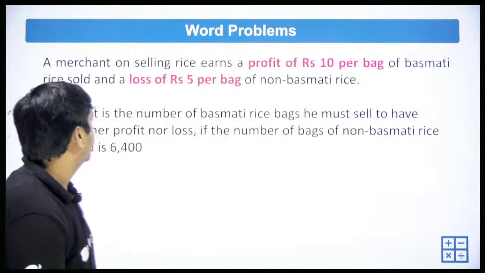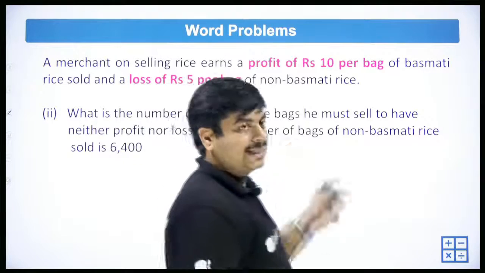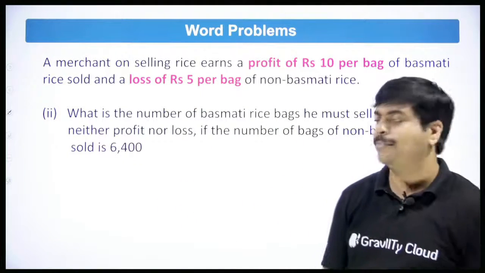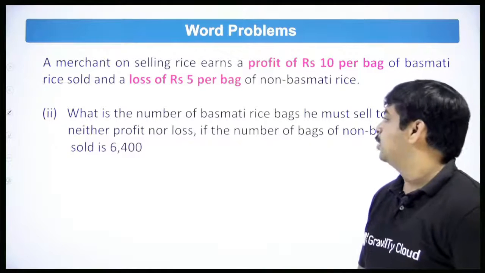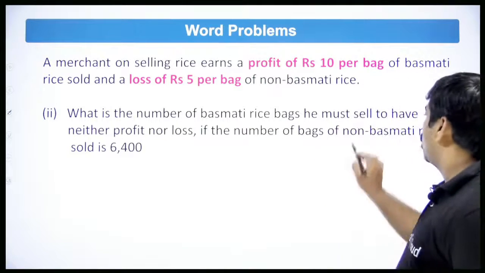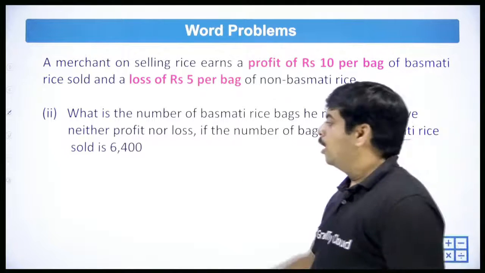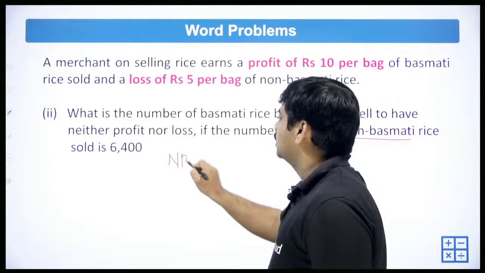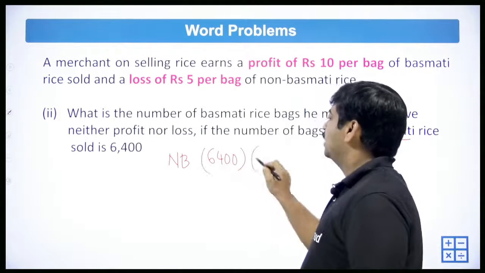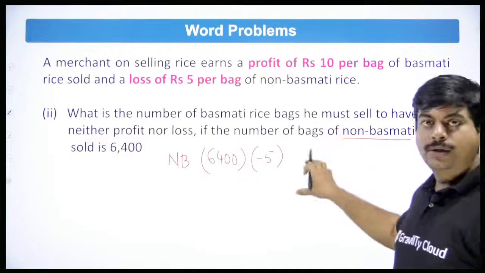So one more question here. What is the number of basmati rice bags he must sell? Okay, so now we need to find the number of basmati bags he has to sell to have neither profit nor loss if the number of bags of non-basmati rice is 6,400. Non-basmati rice, you're having 6,400 bags into, for every bag, a loss of minus 5 rupees, right? So you know how much this amount is.